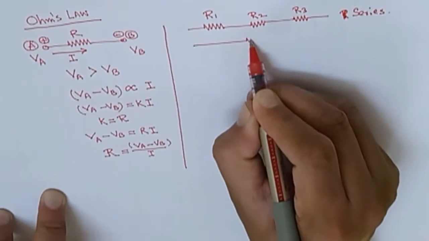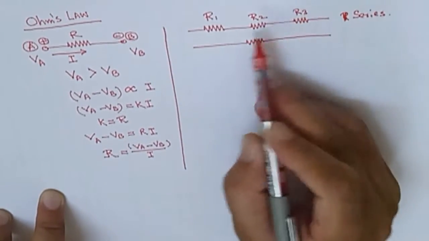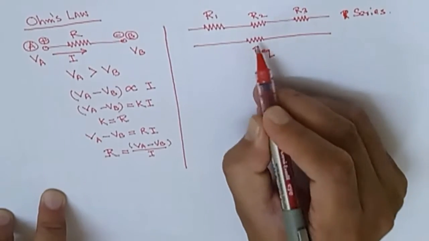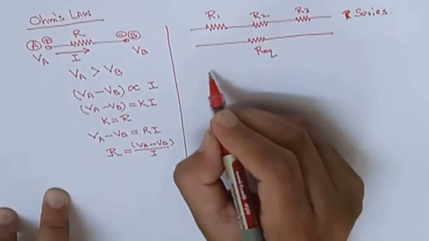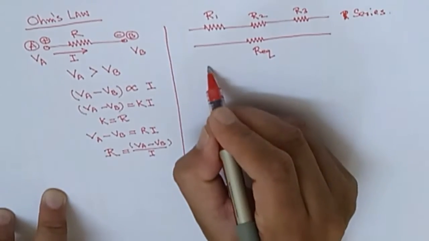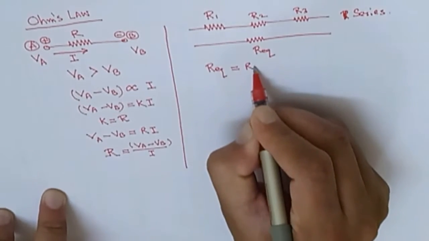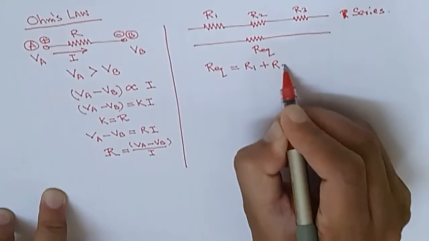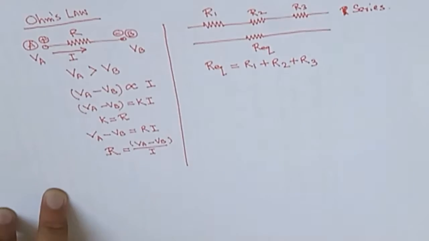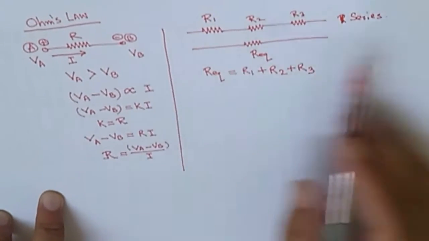What is the equivalent resistance? Instead of the three resistances R1, R2, R3, if we replace them with one resistance R equivalent, both behave equally. So instead of three resistances we put only one resistance. R equivalent is equal to R1 plus R2 plus R3. So this is all about the basics of the series circuit.